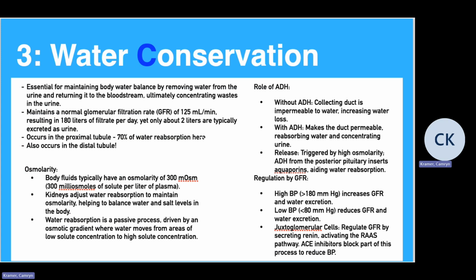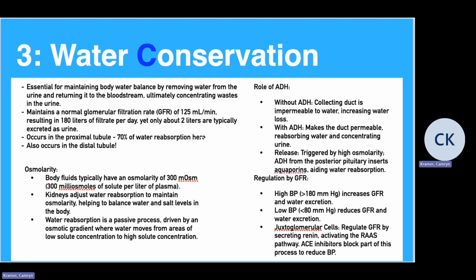Finally, we get to water conservation, which is all about balancing water in the body. Here, the kidneys use a system called the medullary osmotic gradient to control how much water is reabsorbed, depending on the body's needs. If we need more water, the hormone ADH, antidiuretic hormone, kicks in. ADH makes the collecting ducts more permeable, allowing more water to return to the bloodstream, producing concentrated urine.